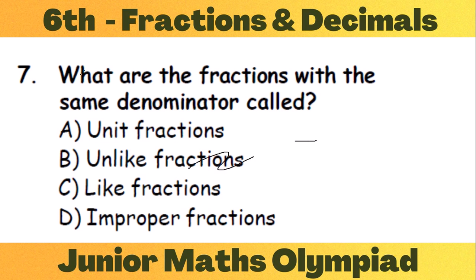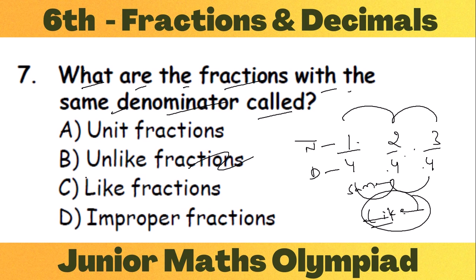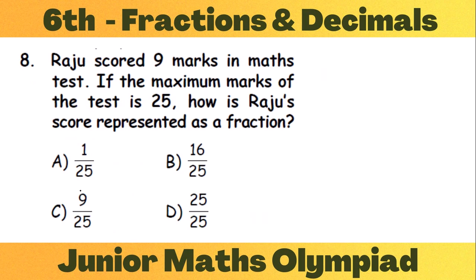The question is, what are the fractions with the same denominator called? If you observe the fractions 1 by 4, 2 by 4, 3 by 4, we have 3 different fractions here where numerators are different but denominators are same. These fractions are called like fractions. If the denominators are same in different fractions, then they are considered as like fractions, children. So here option C is right.